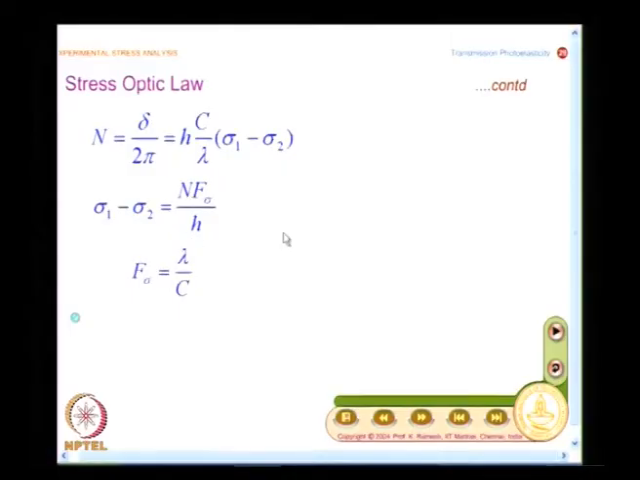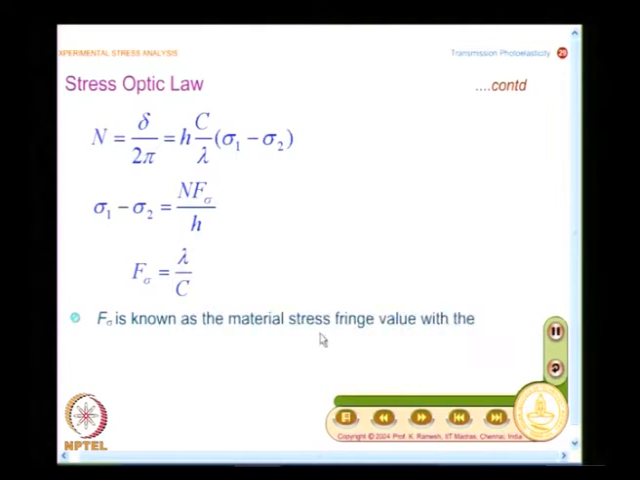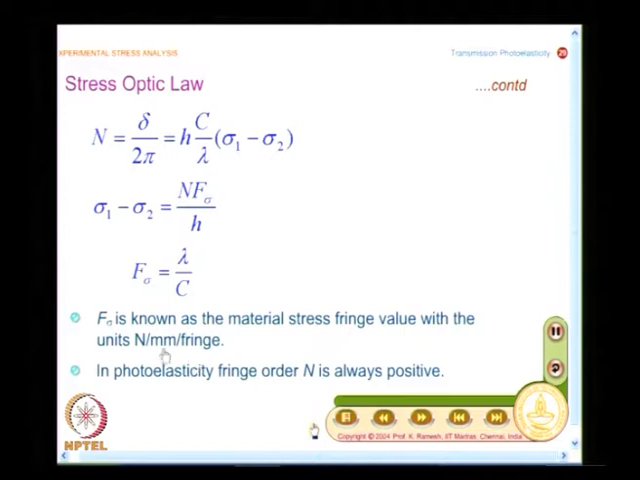Also remember, because people have introduced f sigma for convenience, and as f sigma is defined, it also has units of Newton per millimeter per fringe, and f sigma is known as the material stress fringe value, and it has units like this. When I plug it in here I will get stress in MPa, that is the purpose here. And many things you can understand from this expression.